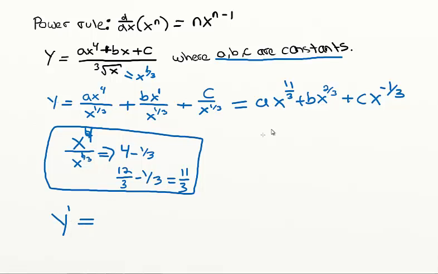That wasn't in taking the derivative, that was just to help us reorganize what we were doing. Alright, so our y prime. This first term, ax to the 11 over 3. So now this 11 over 3 is going to be treated as our n.